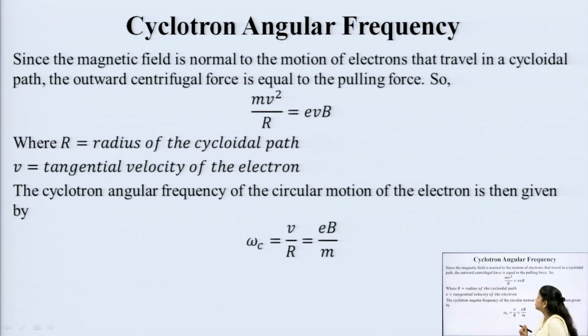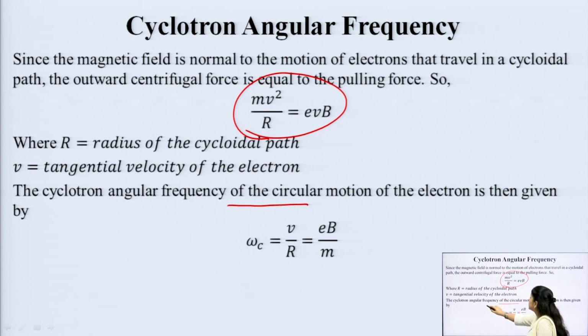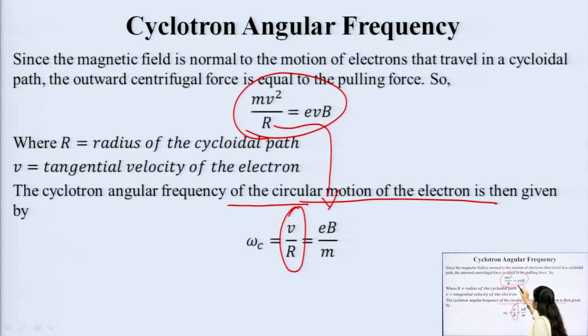Now comes the cyclotron angular frequency. Since the magnetic field is normal to the motion of the electron that travels in a cycloidal path, the outward centrifugal force is equal to this one, and the cyclotron angular frequency of the circular motion of the electron is then given by V upon r. So, you can have this value just by rearranging this equation.